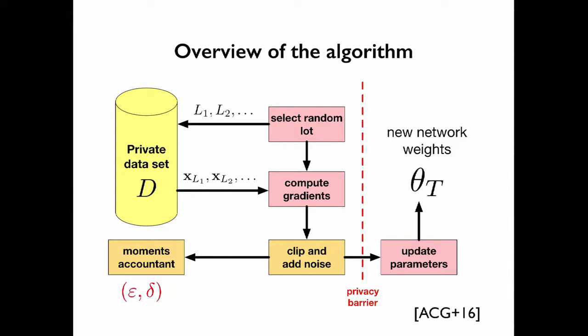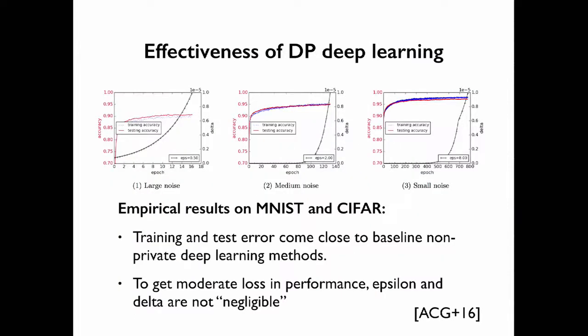Another thing going on at the same time is that the parameters of the clipped gradient are also transmitted back to the moments accountant algorithm, which keeps track of the privacy loss in a very accurate way. Okay? So this is essentially the overview. And how does it work? Well, here are some empirical results where on the x-axis you have the number of epochs, and on the y-axis you have accuracy, and each of these is for a different epsilon.